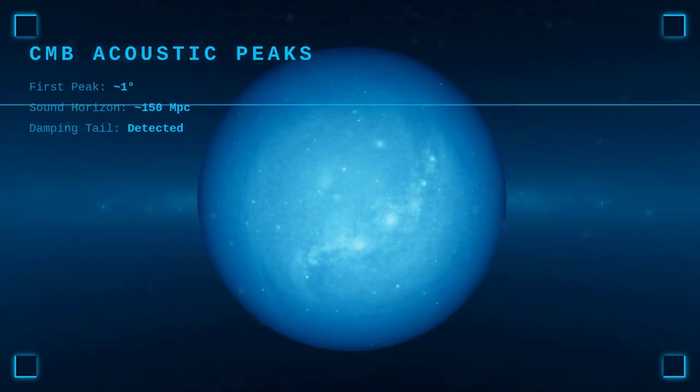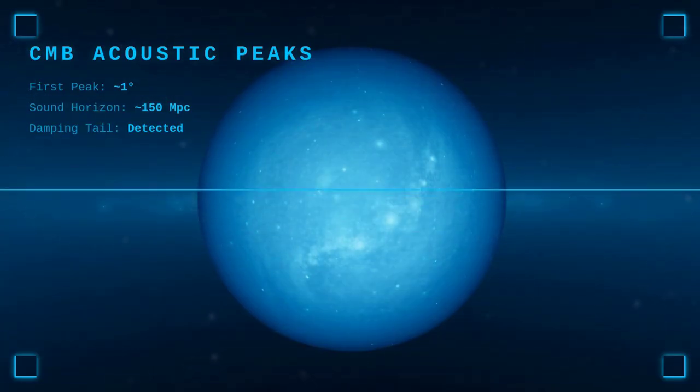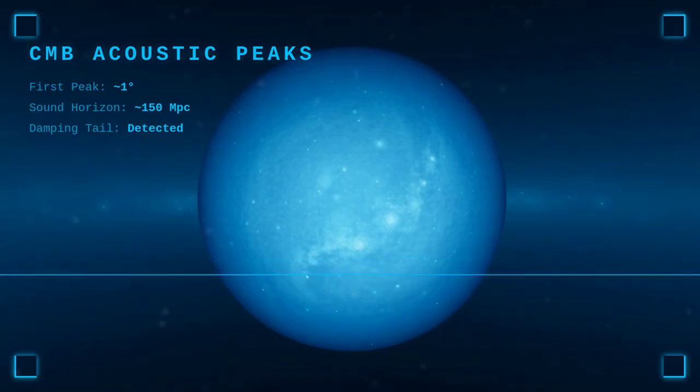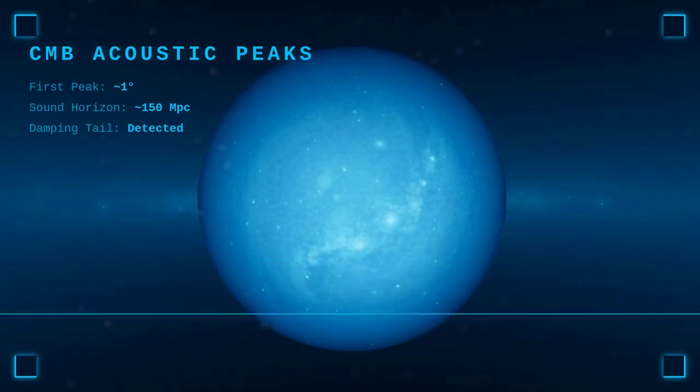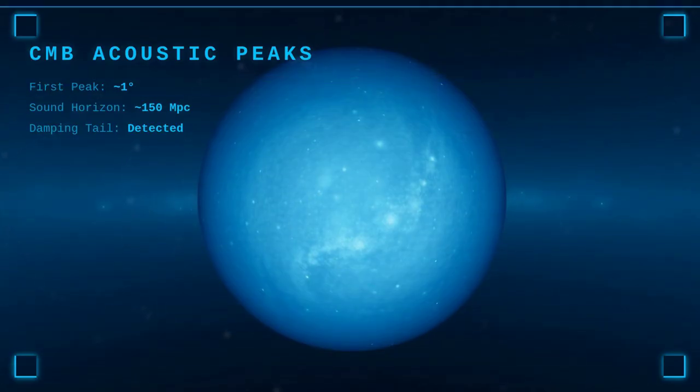Here is the working picture with no jargon traps. The hot plasma oscillated like a drumhead before atoms formed. Some spots hit maximum compression at the moment light decoupled. Others were at rarefaction, which is the opposite of compression. That snapshot fixed a pattern of hot and cold spots.